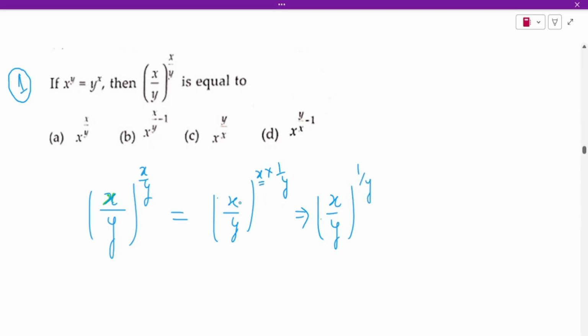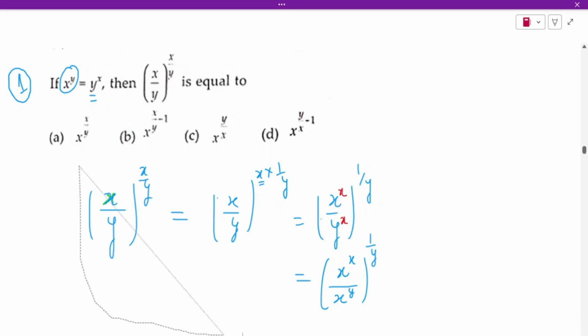This x will go in the power of both numerator and denominator, so it is nothing but x to power x and y to power x. Now in the given, we have that y to power x is equal to x to the power y, so we can plug this value over here. By doing so, we get x to power x, and instead of y to power x, we write x to power y. So this is x to the power of y, and whole raised to power 1 upon y.